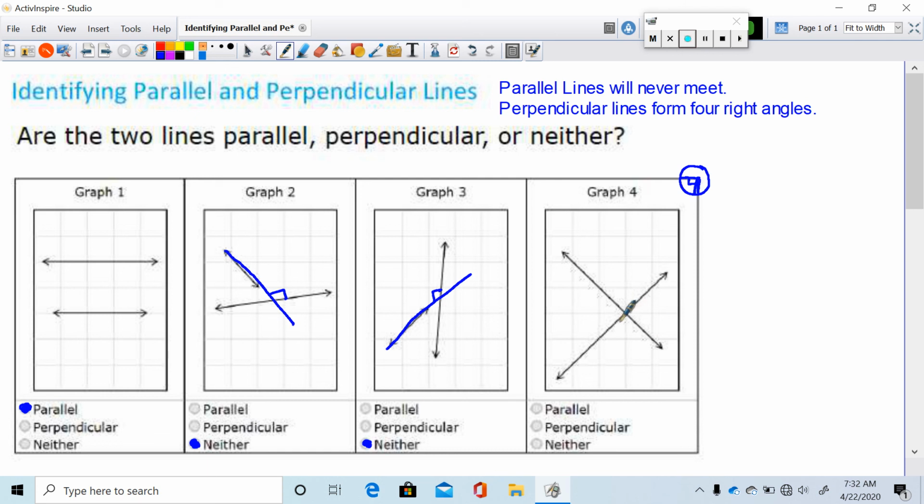Graph 4, they are meeting, and if you look at the angle where they meet, yes, that looks like it could be a wall and a floor that's going to hold up, or the edge of a paper that's not torn. So this one is perpendicular.